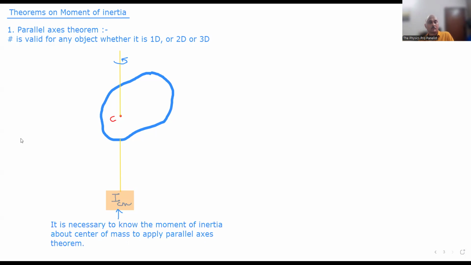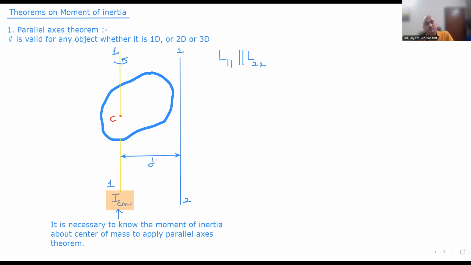Now, we want to find the moment of inertia about an axis which is parallel to this axis. So here, let's name this line as 1-1 and this line as 2-2. So line 1-1 is parallel to line 2-2. Understood?